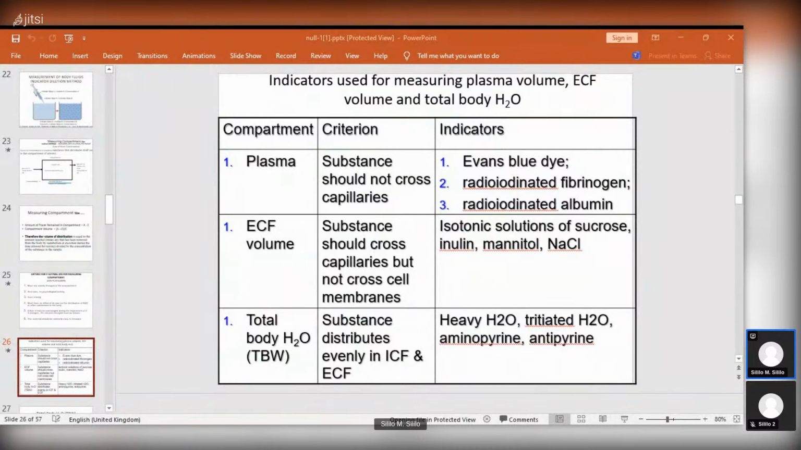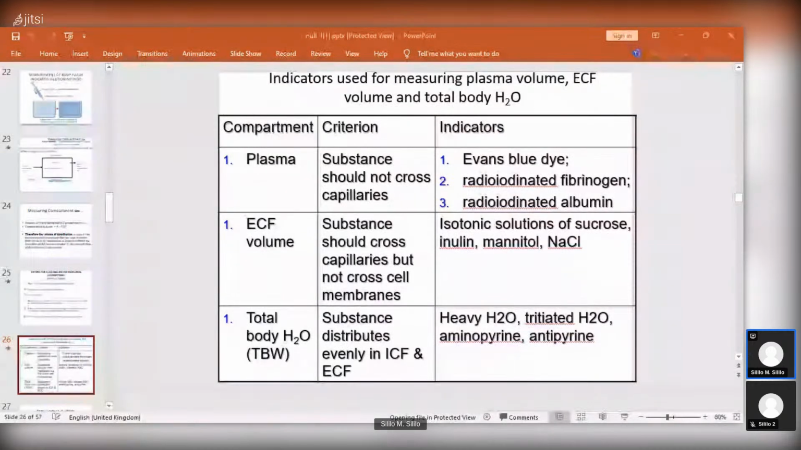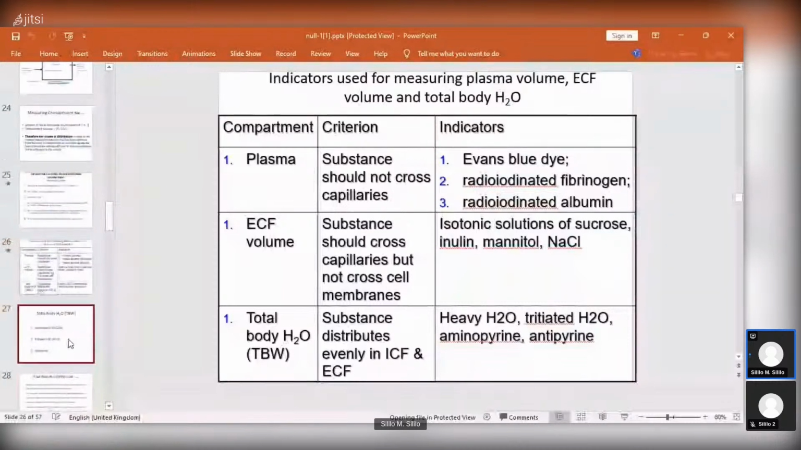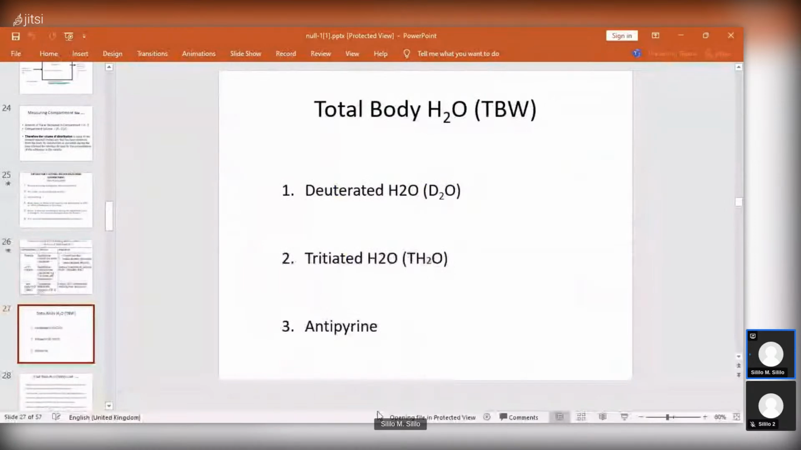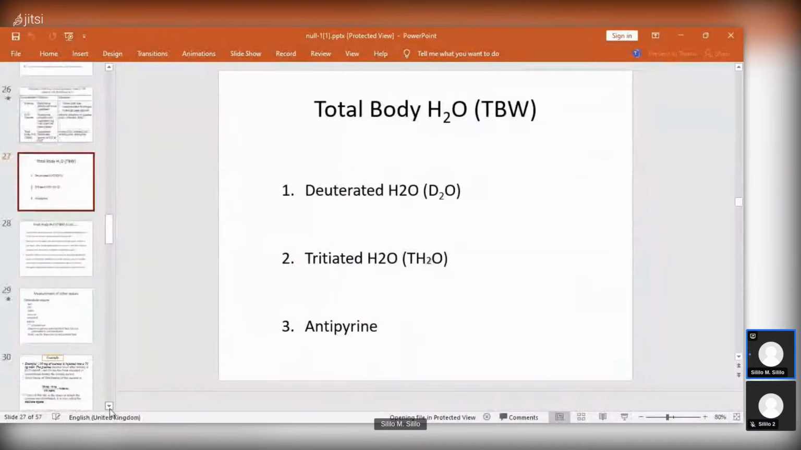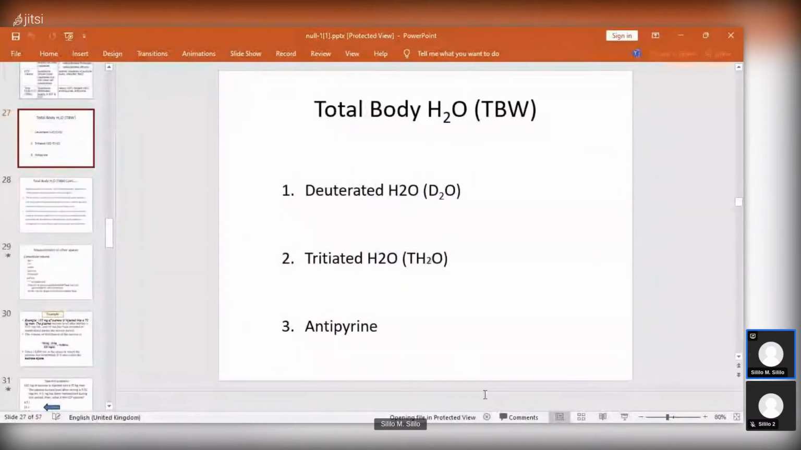Next slide. So we go back to the total body water. Those are the dyes which were in that table that we calculated earlier on. So those are the dyes we use, but I think we use more antipyrine and aminopyrine. Okay, next slide please.